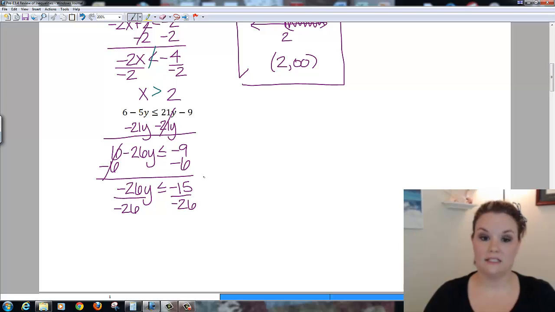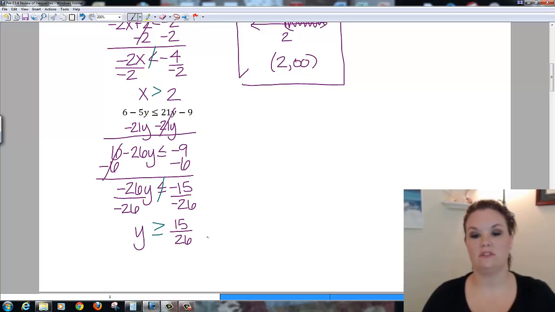And then the last thing I need to do is divide my negative 26 off. Now I'm dividing by a negative. When I divide by a negative, that reverses my symbol. So I'm going to mark it out. And my next step, it's now going to be a greater than or equal to. Okay. So that means y is greater than or equal to 15 over 26. Don't give me decimal answers here. Just leave it as a reduced fraction.